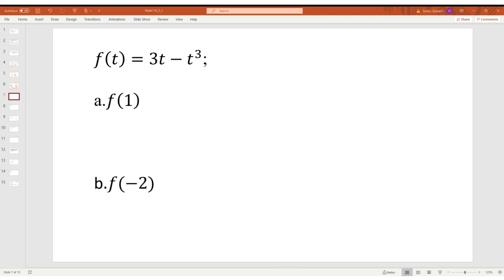First, identify what is t. Very good, Norma. Identify what is t. So when it says f of 1, that means the independent variable is 1. In this case, it is t, so t is 1. When it says f of -2, the independent variable is -2.